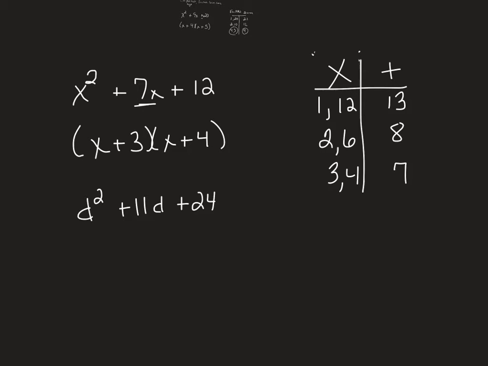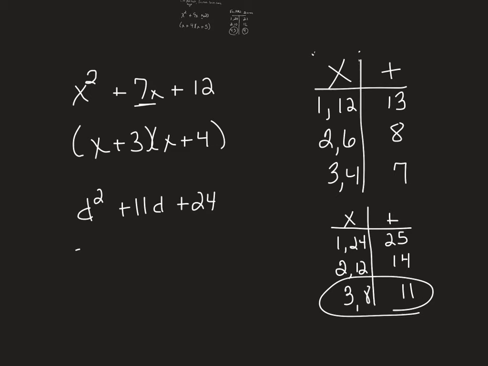Okay, so what I'm going to have to find is factors of 24 that when I add them together, their sum is 11. So factors of 24, 1 and 24, that's not going to work. Sum's 25. 2 and 12, that's not going to work because that sum is 14. 3 and 8, well, 3 and 8 is 11. So I found the combination that I need, and this becomes d plus 3 times d plus 8.